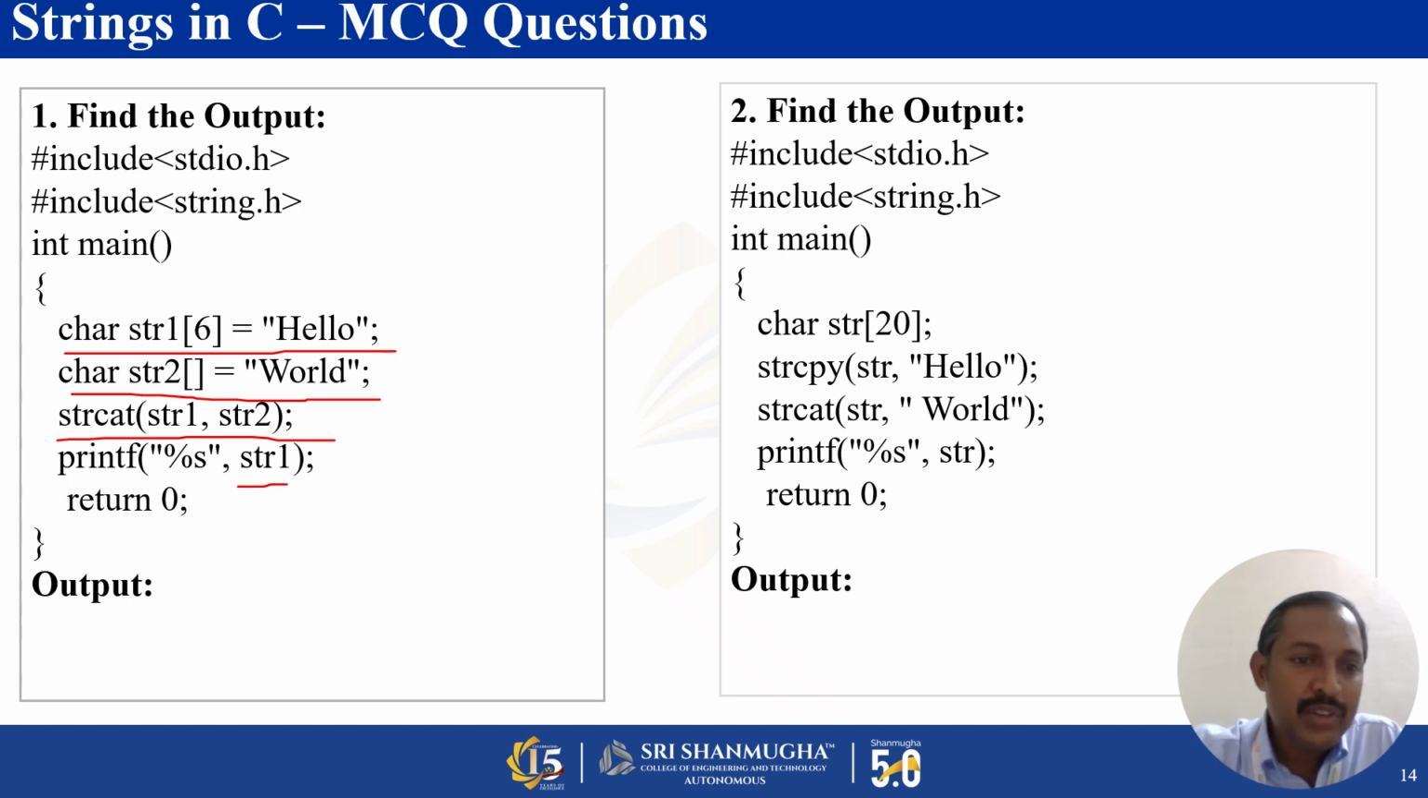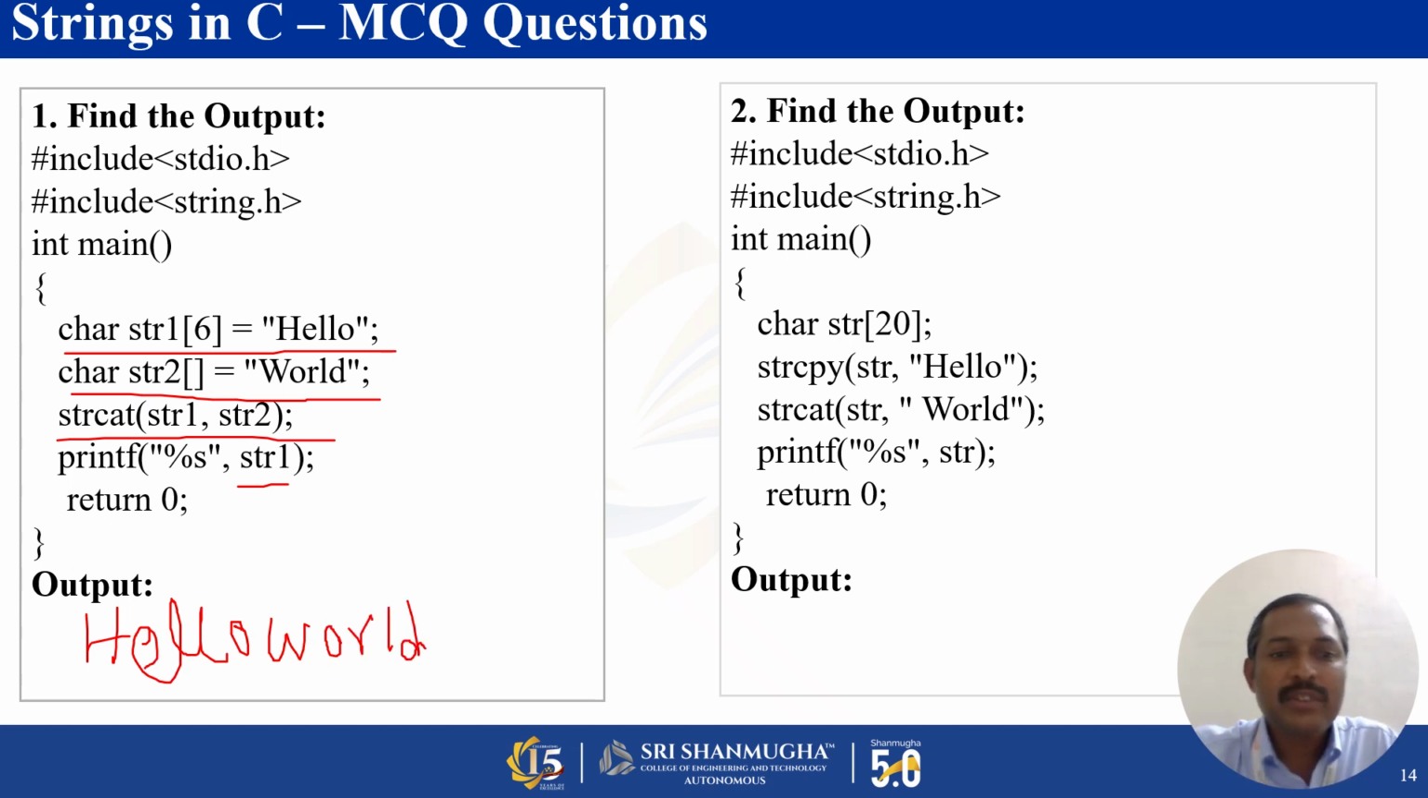So what are we going to get? str2 is world, str1 is hello. At the end of hello, world is going to be added. So we are going to get hello world in the output. For this program, hello world is the output because we are performing concatenation. At the end of one string, another string is added.